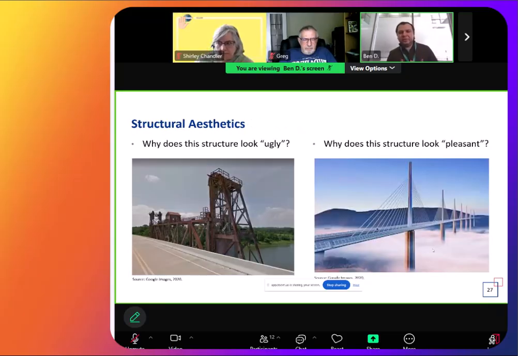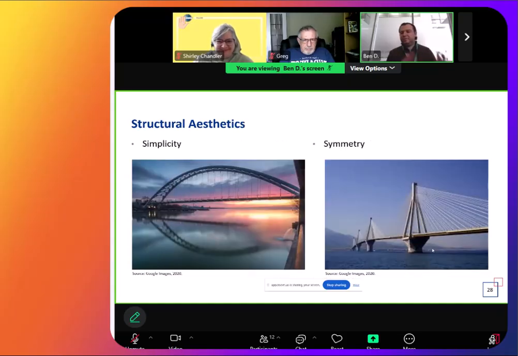Now, I often like to also bring up this topic of structural aesthetics, because as structural engineers, sometimes we're not concerned with how something looks, but I like to look at it from a design perspective as well. Why do some structures look more beautiful? Why do some structures strike us as looking complex or ugly? And the answer lies in simplicity and symmetry. Most structures that we find pleasant are very simple and very symmetric.